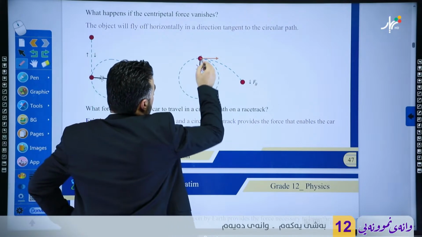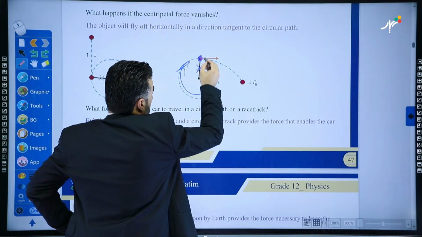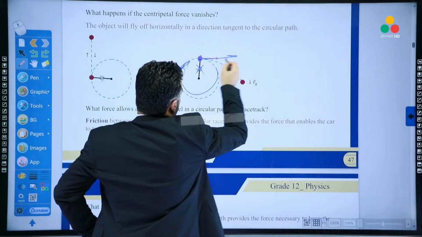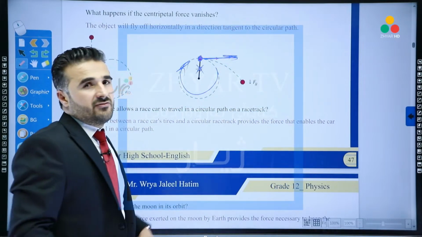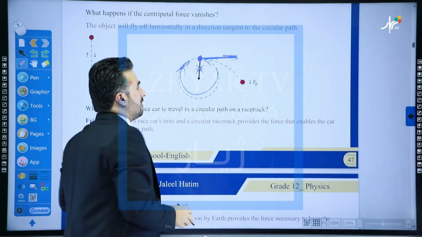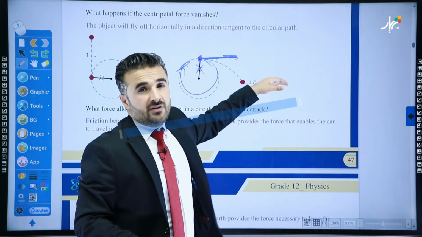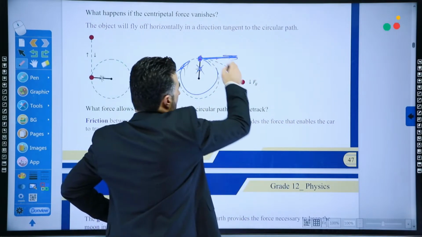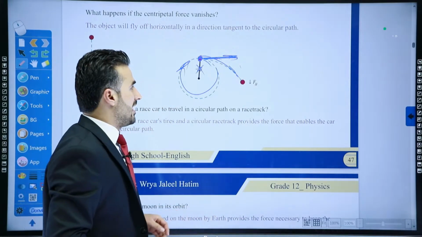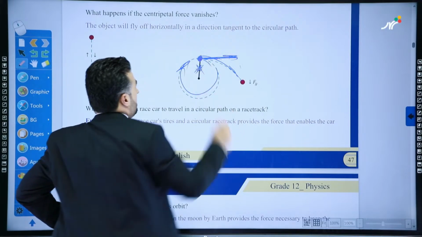So what do you think will happen? This object that was moving in a circular path, now there is no more centripetal force, so this object tries to keep moving in a straight line. You can say, why? Because of inertia. Or you can say this object will move in a straight line tangent to the circular path because of its inertia. But we do know that the object will not move in a straight line forever. After some time, gravity would pull the object downward, so you can say the object will move in a trajectory path. That is because of the effect of gravity, if the string is cut at this point.